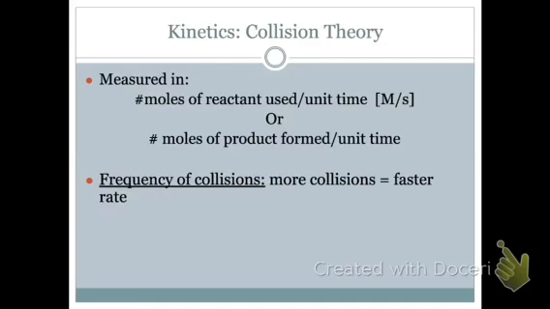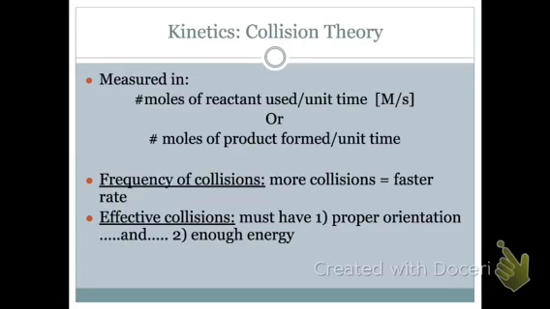There are a few things to be considered. Number one, frequency of collisions. The more collisions you have, the faster the rate. Now, it can't just be any collision, they have to be effective collisions. And with that, you've got to have proper orientation. And then you also have to have enough energy for those collisions to stick. Essentially, you're running molecules into one another, and in order for them to react, they have to have the proper orientation and they have to have enough energy.